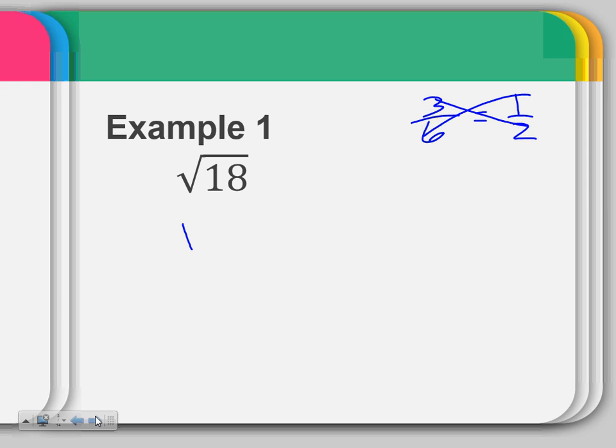And what we're going to do is basically take the perfect square out of it. Okay, so I want to take 18 and find a number from my list that's a perfect square that divides into 18 evenly. 9. 9 times what? 2. So we're going to break this down into 9 times 2.